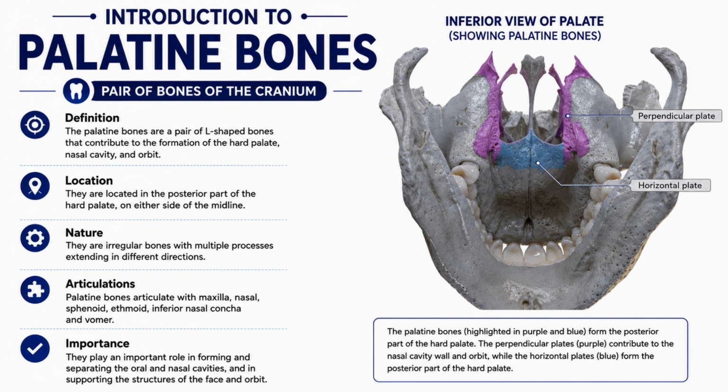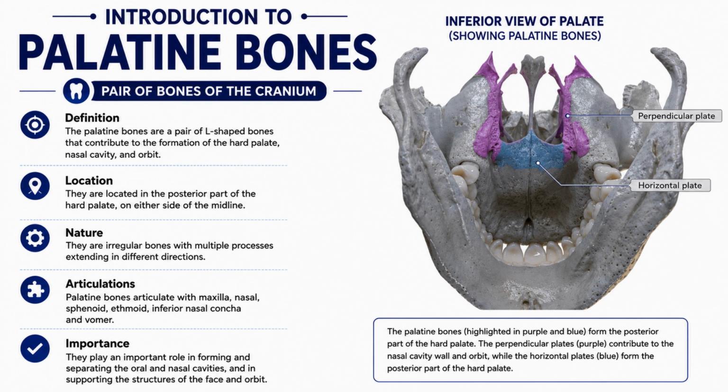It consists of two plates. The vertical structure is known as the perpendicular plate and the horizontal structure is known as the horizontal plate. And it has also three processes present in this vertical structure: pyramidal process, orbital process and the sphenoid process that we are going to see in the upcoming slides.